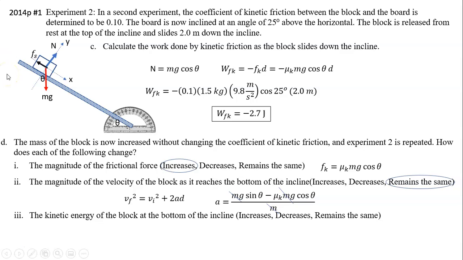Number 3, kinetic energy of the block at the bottom of the incline. Kinetic energy is 1/2 mv squared. We know v is not affected by mass, but m is, right? So K will increase as mass increases. So the answer should be increase.